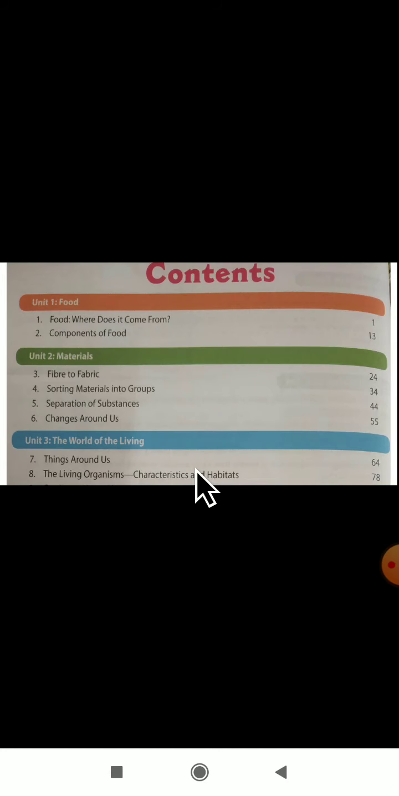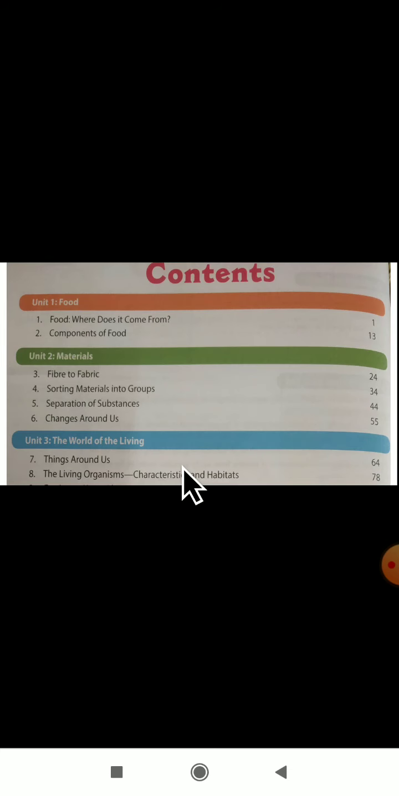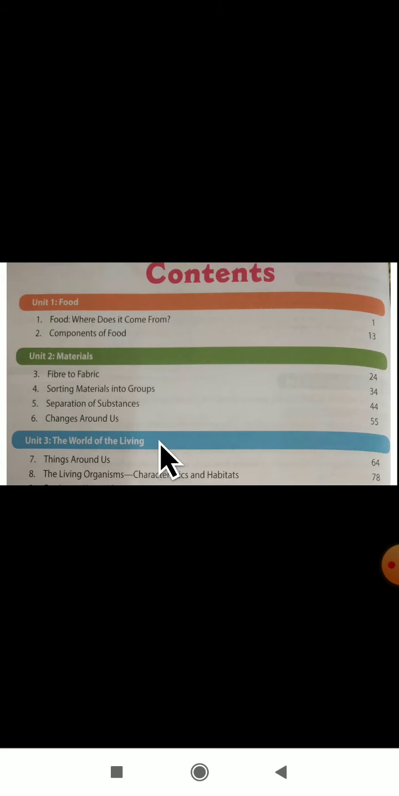For the first semester I will be dealing with up to 8 chapters, and for the second semester from chapter 9 to chapter 17. This is how I have divided the content. For the first semester we have lesson number 1 to lesson number 8, and for the second semester we will continue from lesson number 9 to 17. So here is the first lesson. In the first unit we have food.